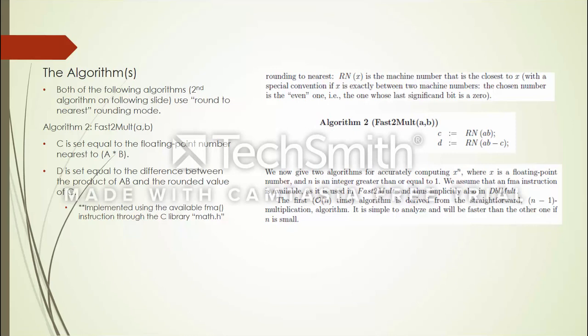Algorithm 2, fast2mult, is: C is set equal to the floating point number nearest to a times b. D is set equal to the difference between the product of a, b, and the rounded value of C. This entire thing was implemented using the available FMA instruction through the C library math.h.